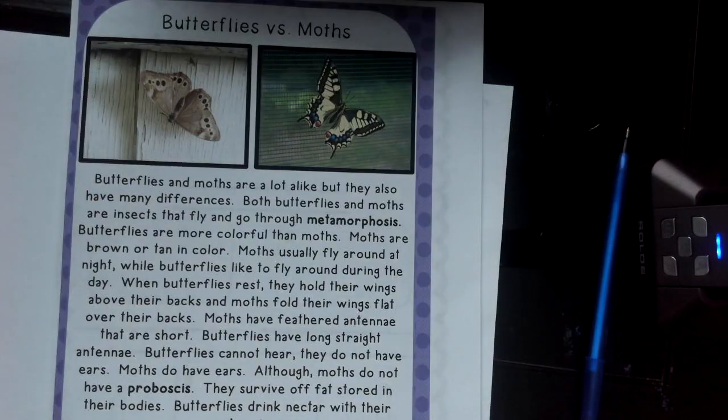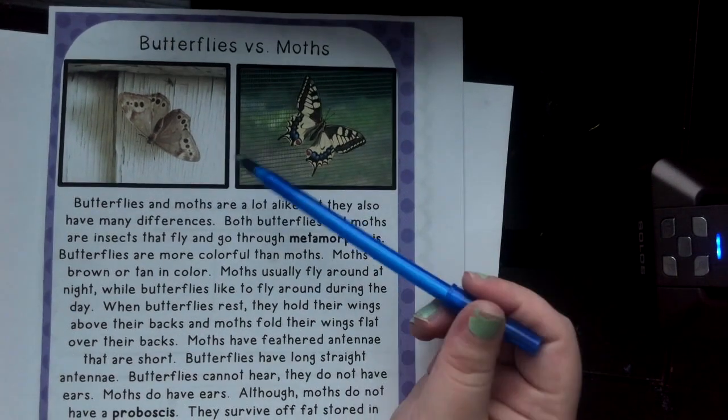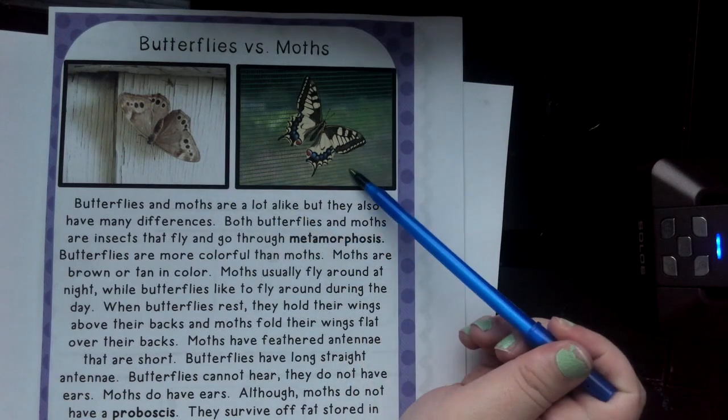So we're going to work on our Venn diagram and then do a little read aloud of The Very Hungry Caterpillar by Eric Carle. That's a fun story, and I think it relates to our caterpillars becoming butterflies. We are going to read this short little article about butterflies versus moths, and then we're going to draw a Venn diagram so we can compare and contrast butterflies and moths. Okay, I'm going to read this. Here we have a picture of a moth. And here's a butterfly.